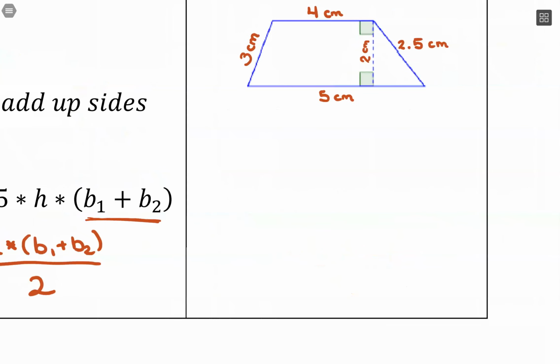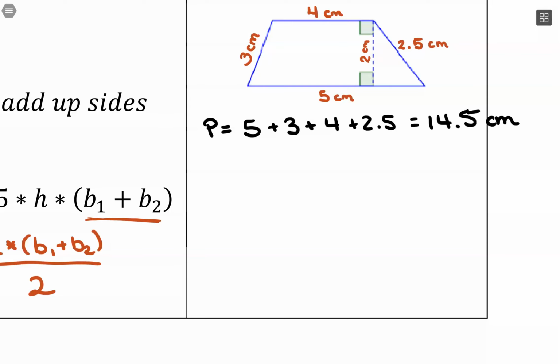All right, perimeter. Just add up along the outside, so I'll take 5 plus 3 plus 4 plus 2.5, so 14.5, and then I'm using centimeters there, so that would also be centimeters. And then for area, so we're going to take 1/2 times the height, which is the 2 centimeters, so I look for that perpendicular line, times base 1 plus base 2, and this is where I look for my parallel lines, so 5 and 4 are my parallel lines.